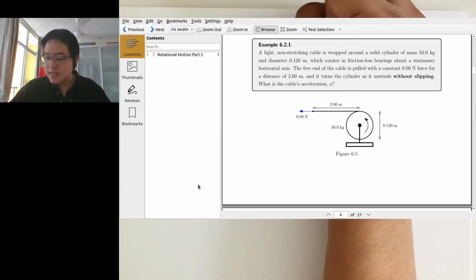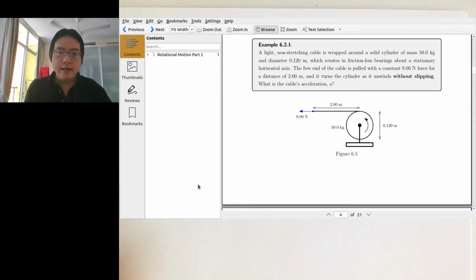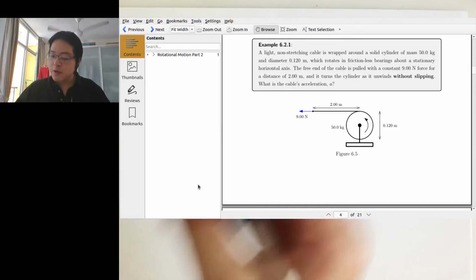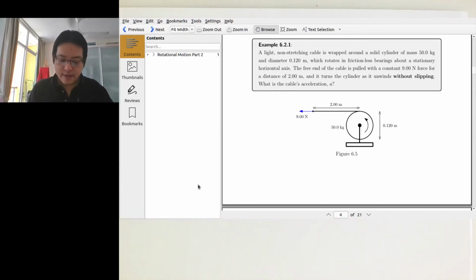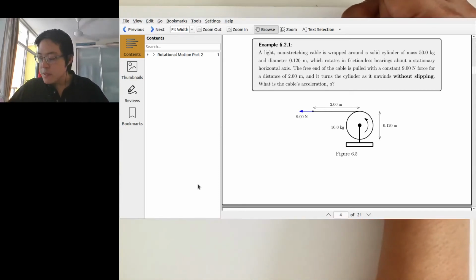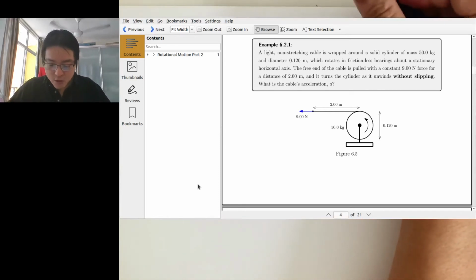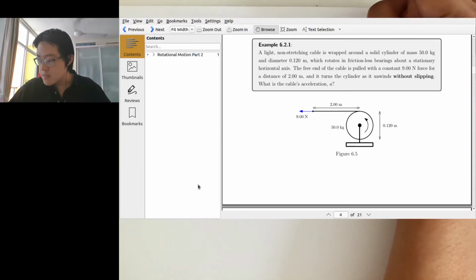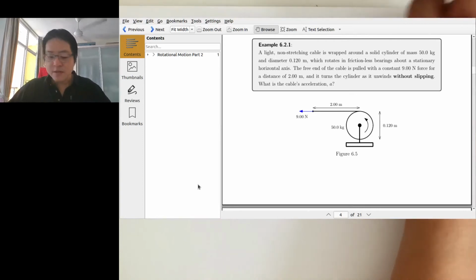So just like last time, right? Over a distance of 2 meters, and it unwinds without slipping. We just want to find the cable's acceleration. So it's being pulled with constant force over a distance of 2 meters, and I want to find the cable's acceleration.